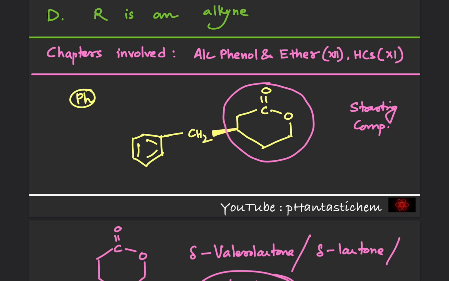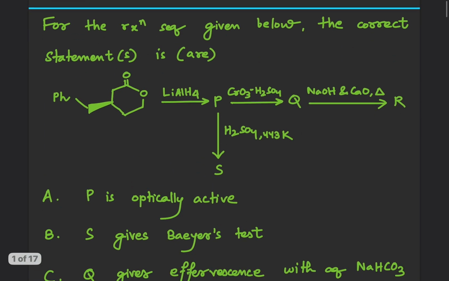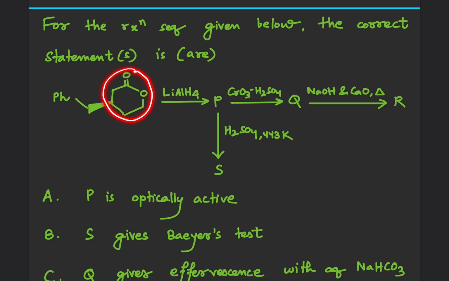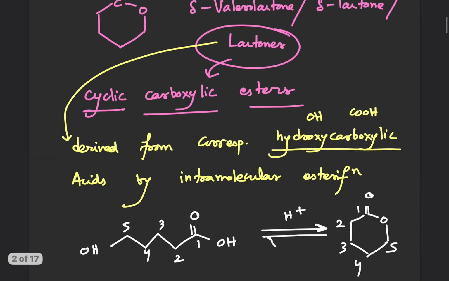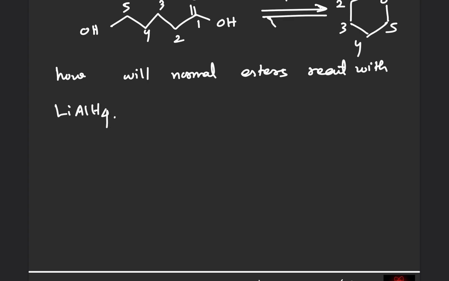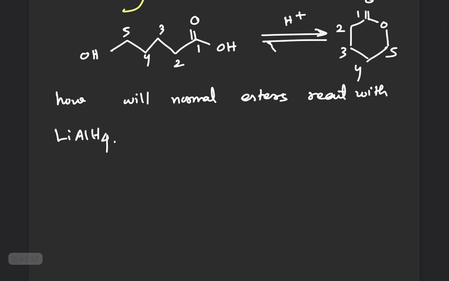The first thing we treat our starting compound with is LiAlH4, which is lithium aluminum hydride, and it is a reducing agent. Also, this is a cyclic ester. So let us try to understand how normal esters will react with LiAlH4. We will talk about cyclic esters after a bit. Let's first understand how normal esters will react with LiAlH4.